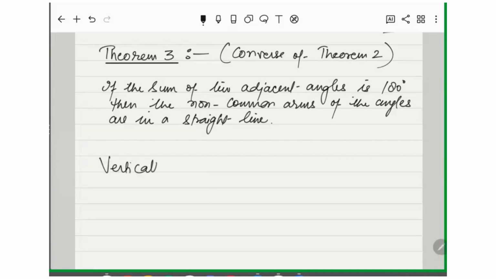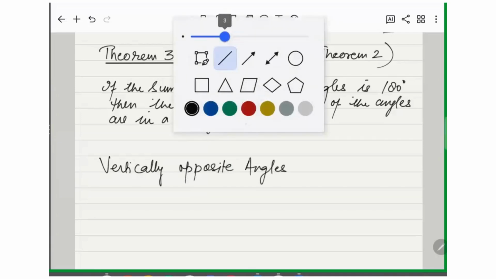Vertically opposite angles. Now, what are vertically opposite angles?